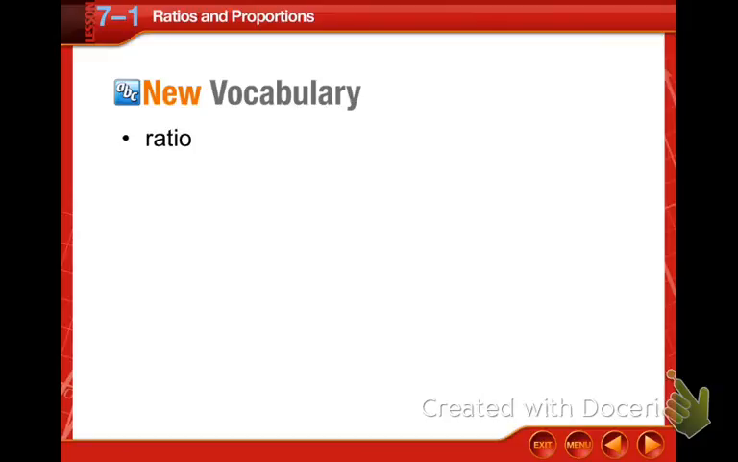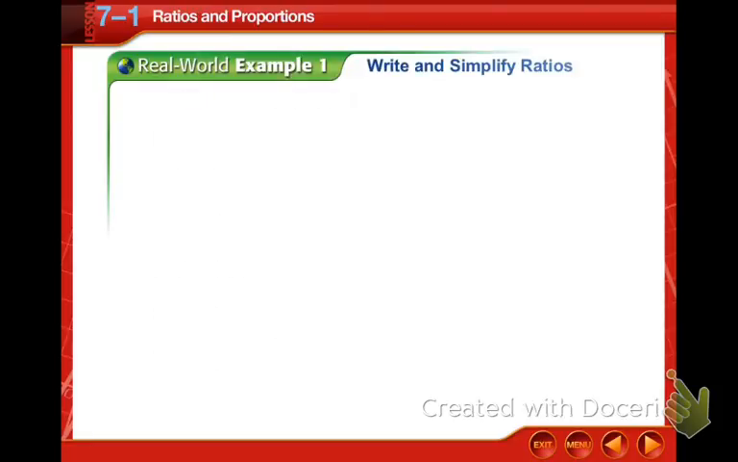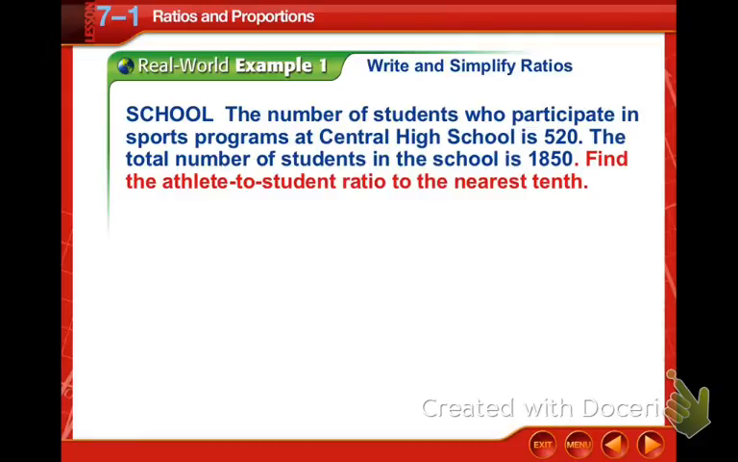So our vocab for today: ratio, extended ratios, proportions, extremes, means, cross products. So our first one, we need to find the ratio of the number of athletes to the total number of students at Central High School, and so it's athlete to student. So let's first off, a little refresher. Ratios can come in various forms.